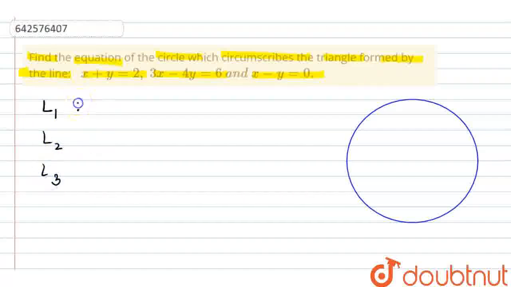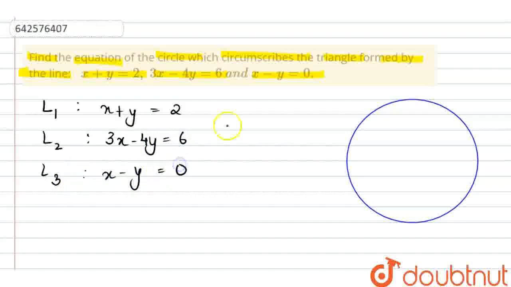And we'll write the equations here. L1 becomes x plus y is equal to 2. L2 becomes 3x minus 4y is equal to 6. And L3 becomes x minus y is equal to 0. Such questions can be solved if we first take the intersections, because these are the three sides of the triangle. So we have to take the intersection points between L1, L2, L2, L3 and L1, L3.